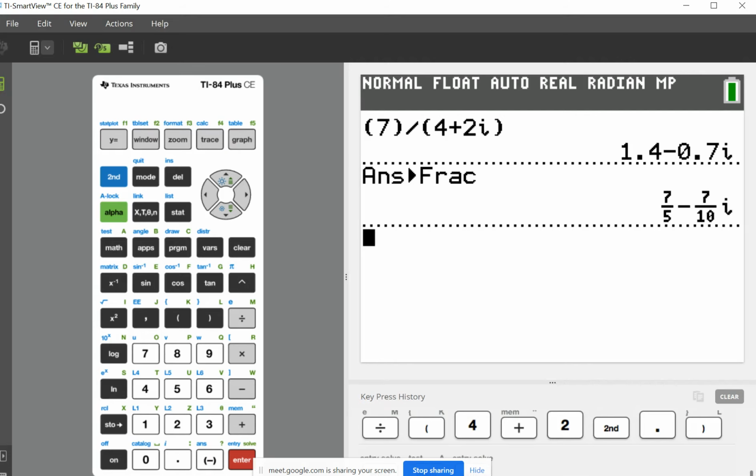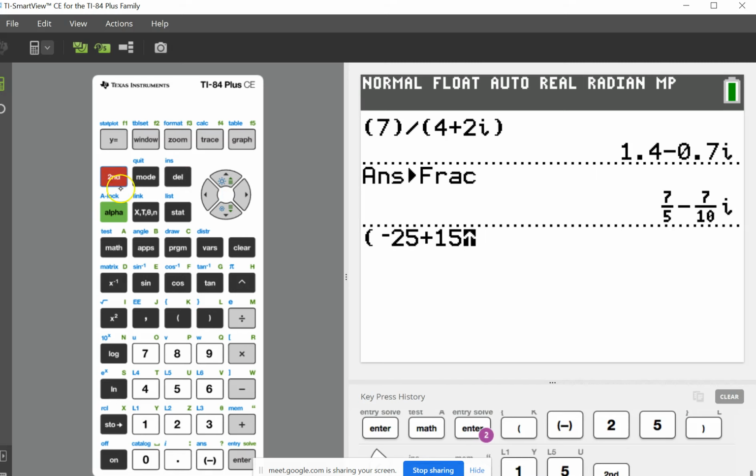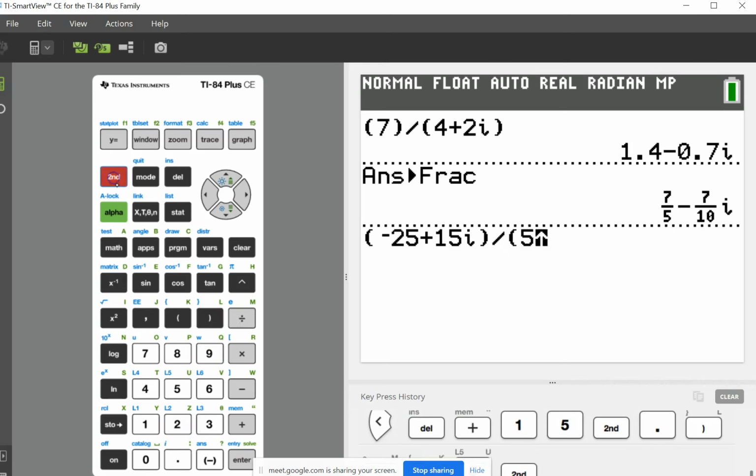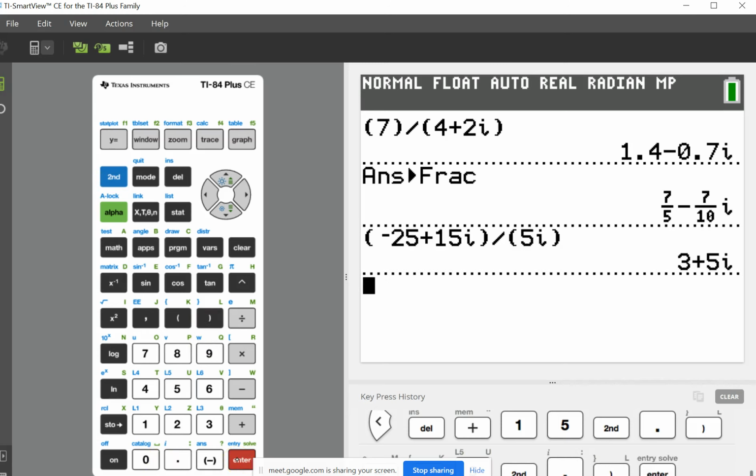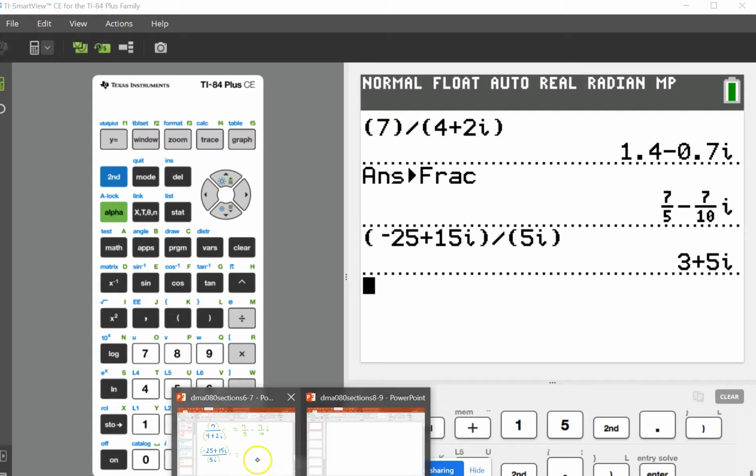Okay, so let's look at our last one on the calculator. So we have negative 25 plus 15i divided by 5i. And we get 3 plus 5i.